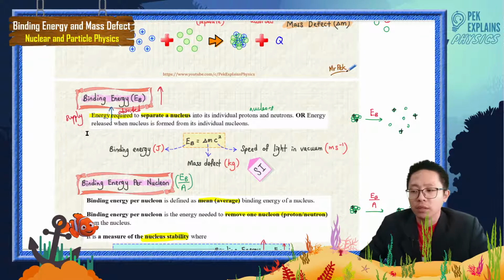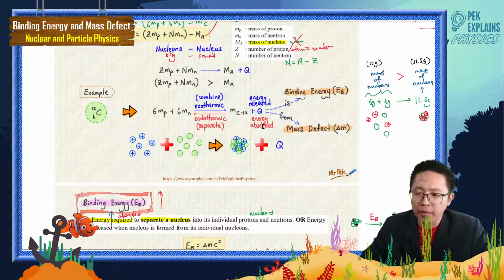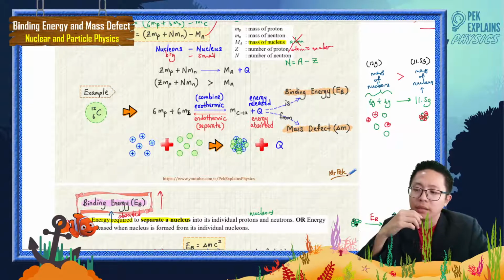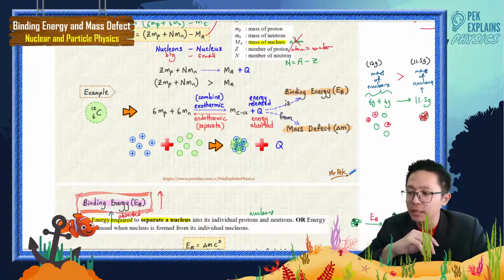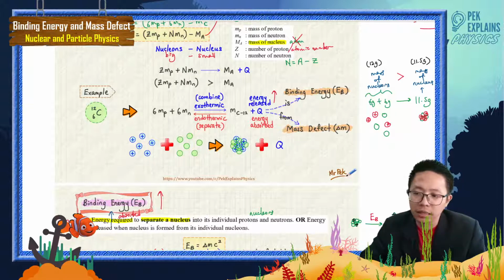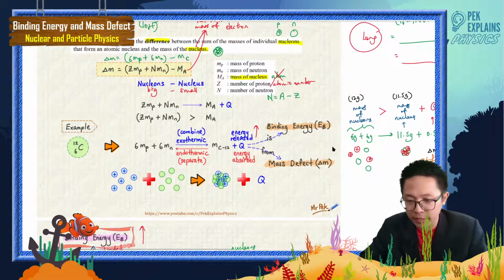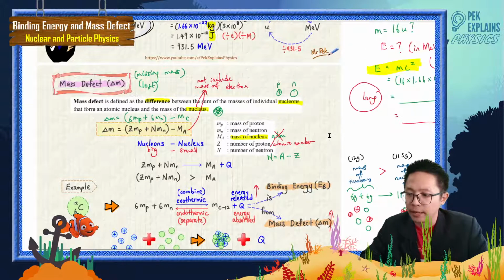So if you need to supply, all this goes back to the earlier part. When it combines, it releases a lot of energy. Let's say it loses a lot of mass, or we can say the mass defect is high. Let's say the mass defect is high.